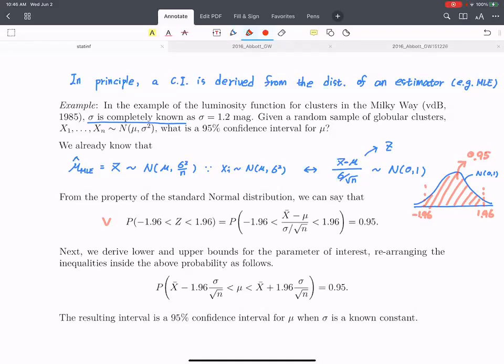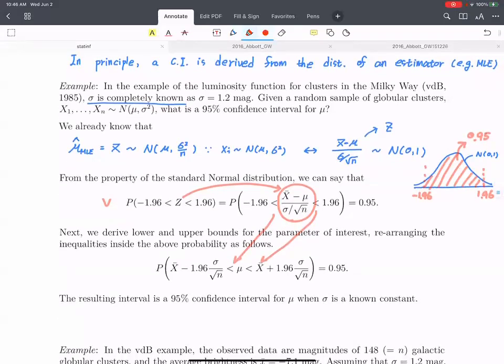Since Z is the same as the standardized sample mean, we can replace Z with the sample mean minus mu divided by sigma over square root n. I just replaced it, and I rearrange these two inequalities so that it can be an interval for the parameter of interest. I rearrange so that the inequalities are with respect to mu, to get the bounds as a function of the data and known constants. So still, this probability is 95%.